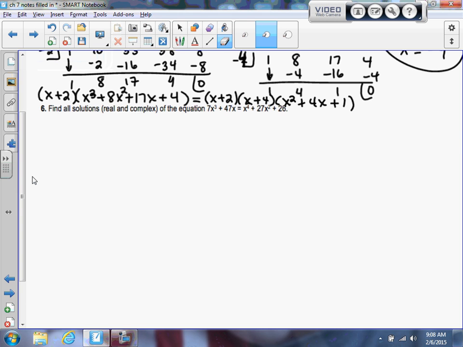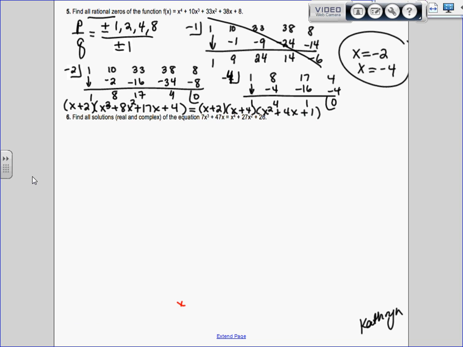Okay, so we're in the middle of section 7.6. We left off, and it said find all solutions, real and complex, of the equation 7x cubed plus 47x equals x to the fourth plus 27x squared plus 26.